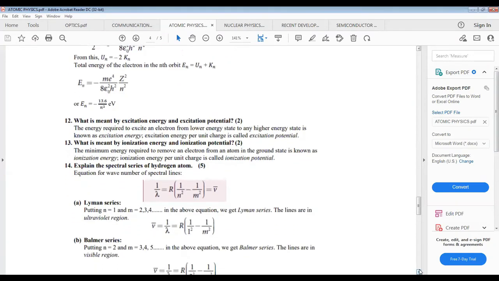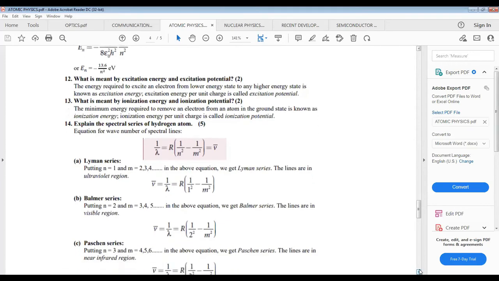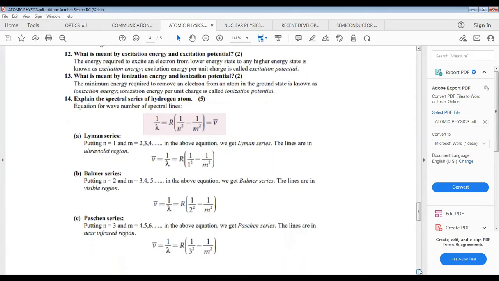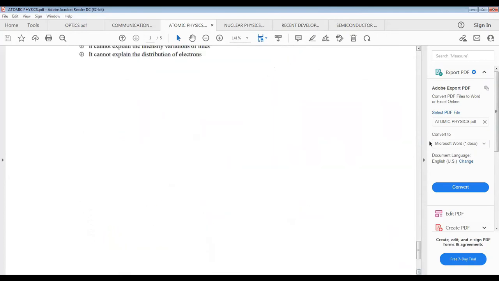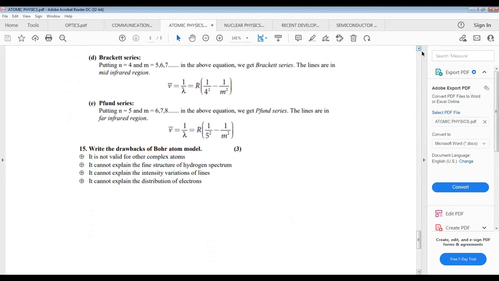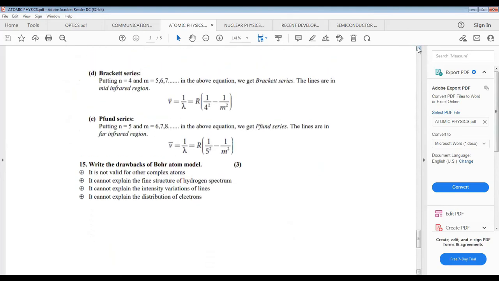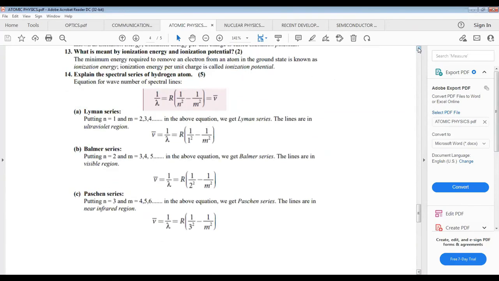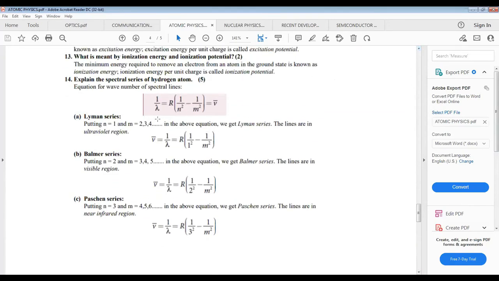Another important question is, explain the spectral series: Lyman series, Balmer series, Paschen series, Brackett series and Pfund series. First you write the standard expression. 1 by lambda is equal to R into 1 by n square minus 1 by m square, where R is the Rydberg constant. This 1 by lambda is called wave number. The reciprocal of wavelength is called wave number. The unit is meter power minus 1.